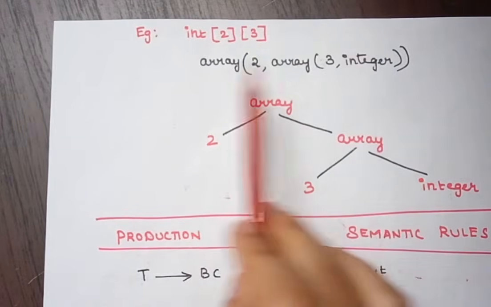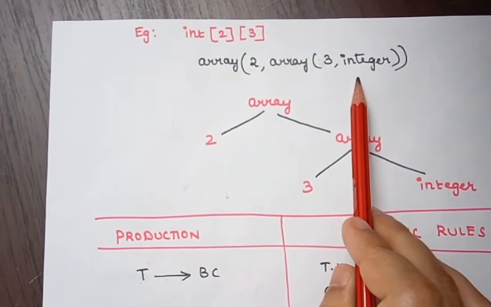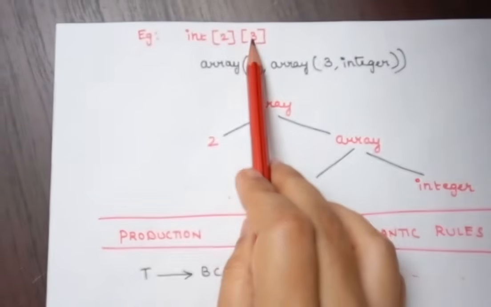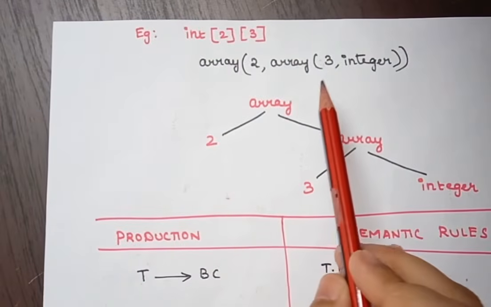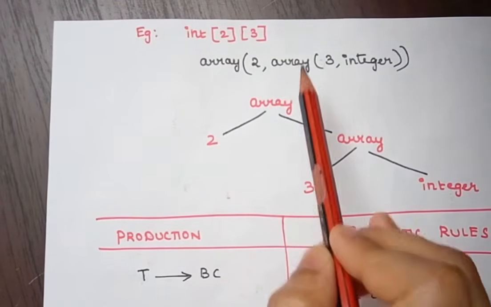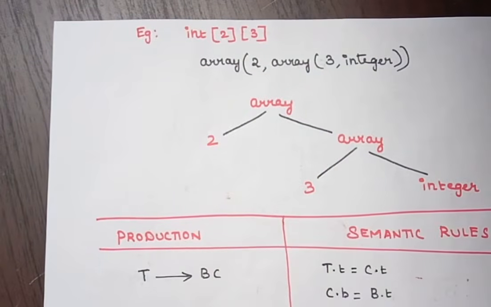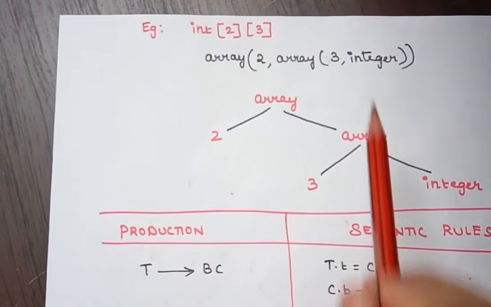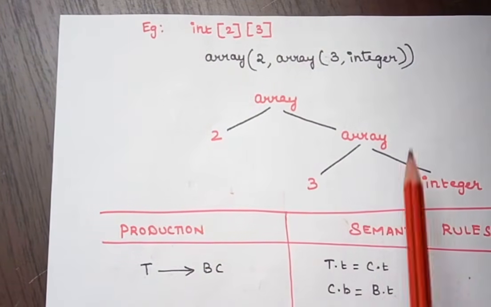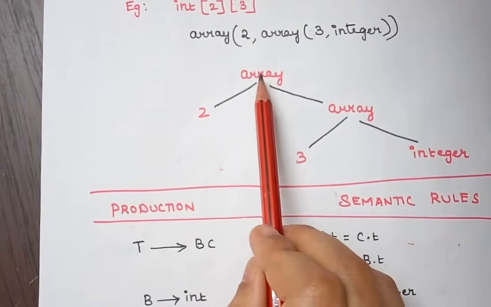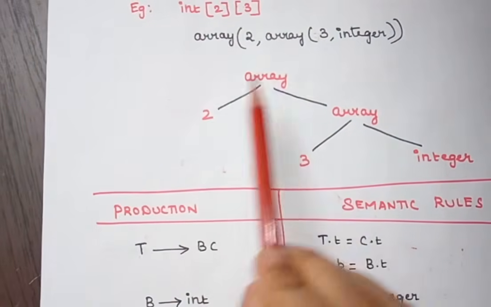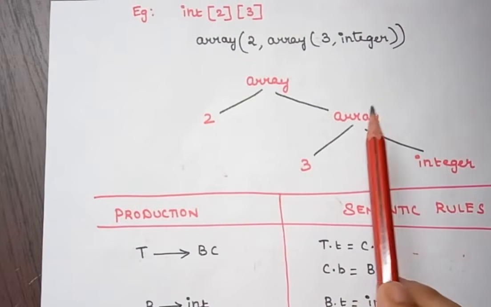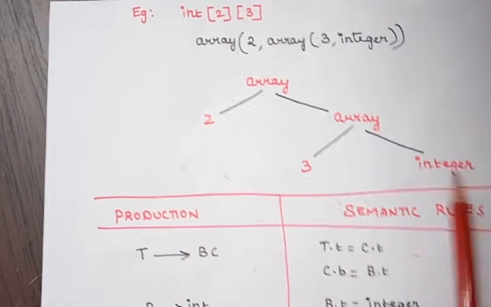Okay, so this is the corresponding type expression that can be given for this declaration statement. Now we'll construct the syntax tree for this expression. So this is how we can represent this expression in the form of a tree: it contains array, and that array contains 2 array, and this array contains 3 integers.